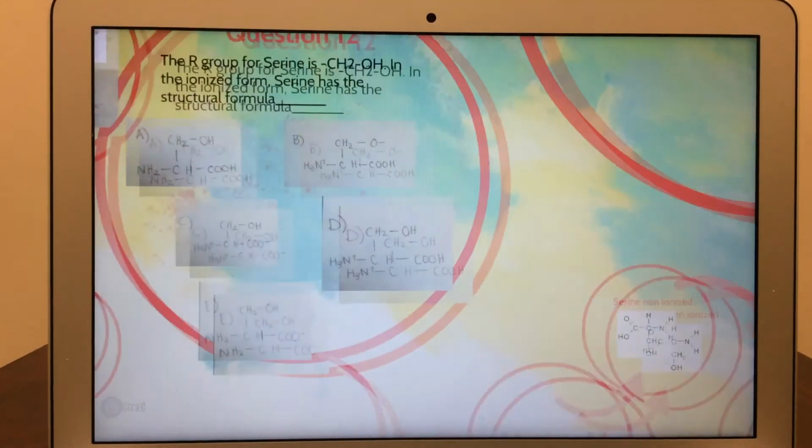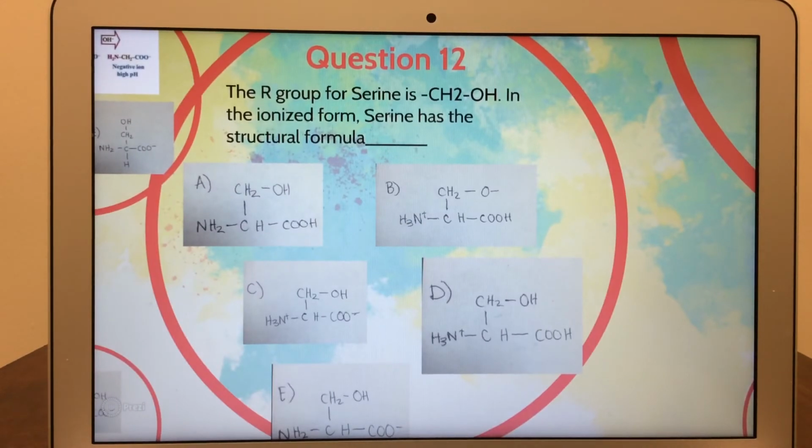So let's go back to the question. The R group for serine is CH2OH. In the ionized form, serine has the structural formula blank. And as we can see, A is serine in its neutral, non-ionized form that is not in solution. So this cannot be correct.